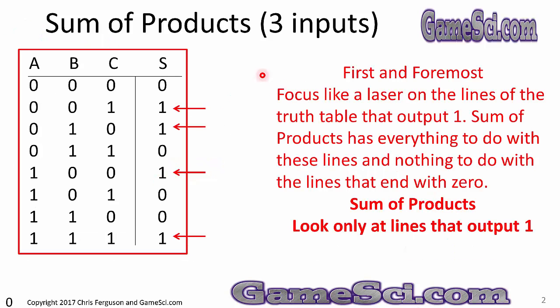First and foremost, focus like a laser on the lines of the truth table that output 1. Sum of products has everything to do with these lines and nothing to do with the lines that end in 0. Sum of products says look at the lines that output 1. These are all the lines of the truth table that output 1. When I'm doing sum of products, focus on those lines and those lines only.